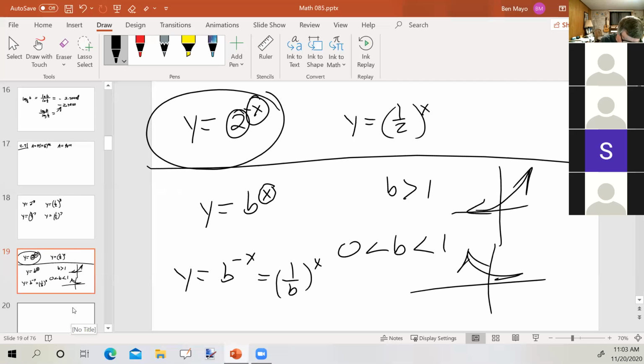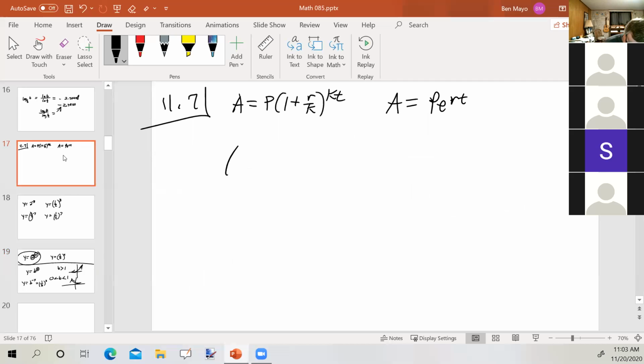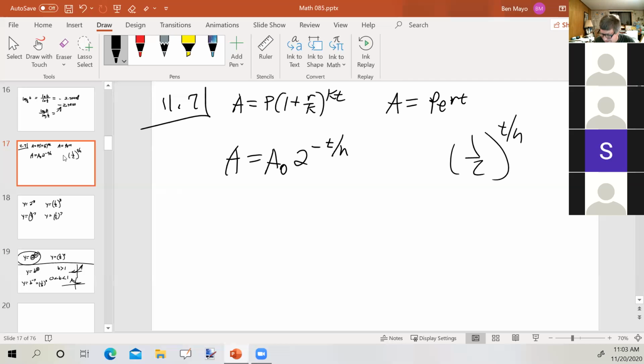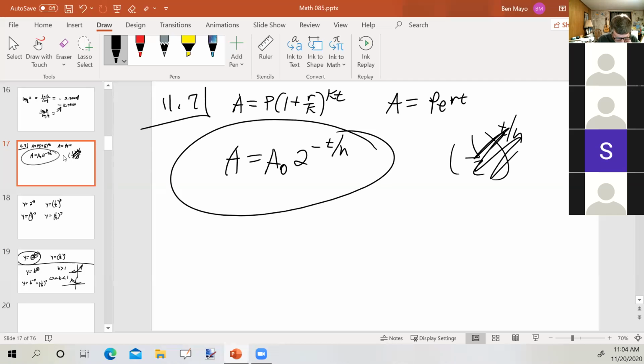Now, I said all of that to say this. Here's the new formula we're going to look at. It says A equals A sub 0 times 2 raised to the negative t over h power. Now the base is a 2, but because the exponent is negative, this is actually a decreasing function, because they could have written it as 1/2 to the t over h power. For whatever reason, they didn't do that. If it was me, I would have done it that way, but that's not how they did it. So this formula has to do with radioactive decay, or what is called half-life.